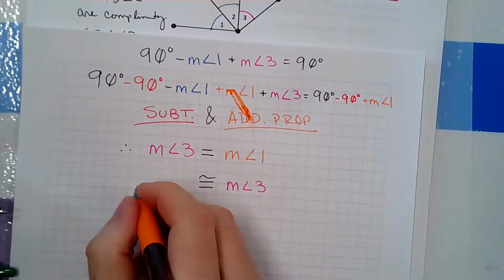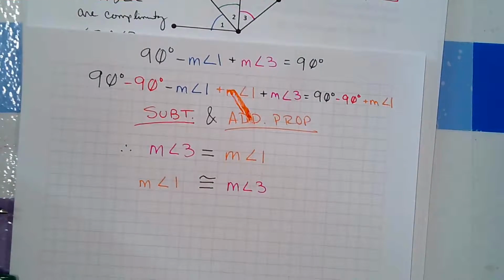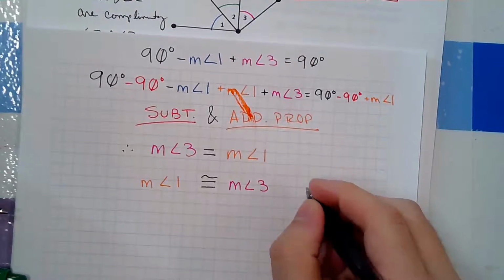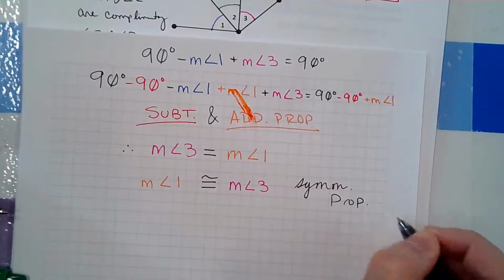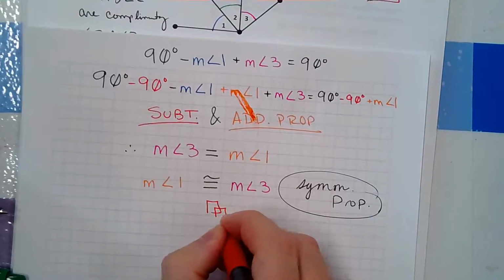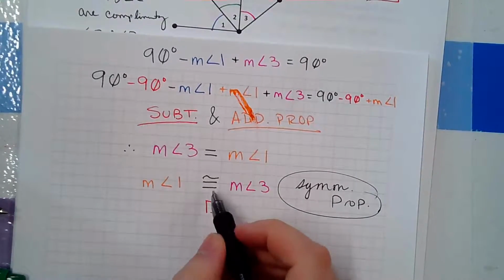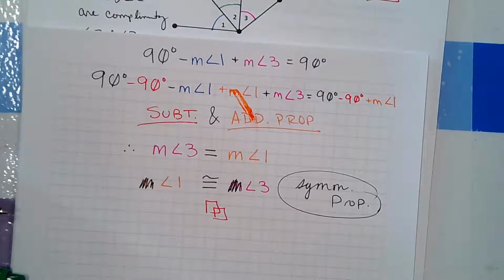Now, why are we allowed to switch these two, where we write one on the left, one on the right, and reverse them? Symmetric property, right? Symmetric property. Swag box. We did what they wanted. Oh, sorry. If I'm saying congruent, do I need measure symbols? No. Just angle 1 is congruent to angle 3. My bad. Numbers are measures. Measures can be equal because they're numbers, right? Figures are congruent.